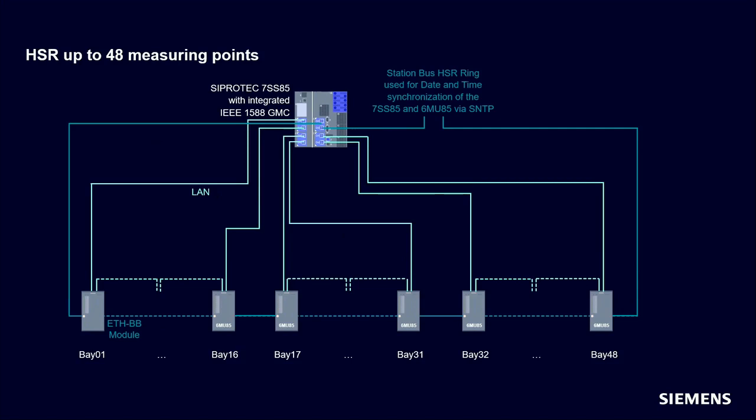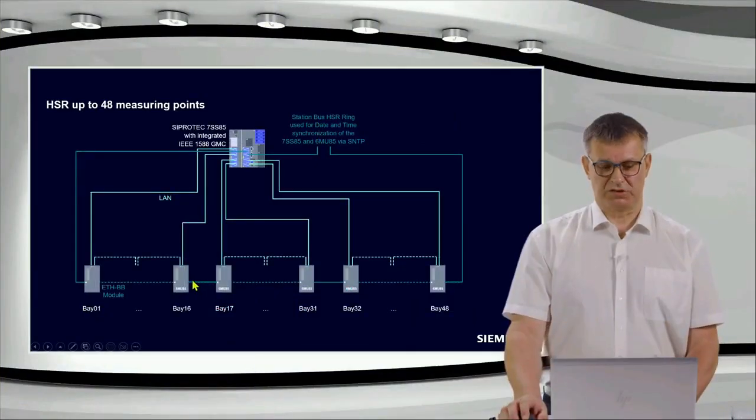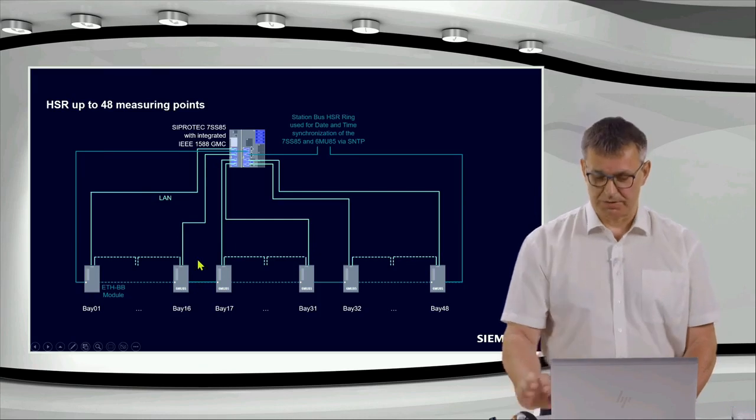So typically this date and time synchronization will be done via NTP or SNTP, which will be connected via the station bus. So it's quite easy. You will create an HSR ring from the substation communication, and you will do your date and time synchronization via SNTP or NTP. And for the station bus it is also absolutely fine not to use a BT module, which is possible of course, but costs a little bit more money. A BB module will also be sufficient to do this substation communication.